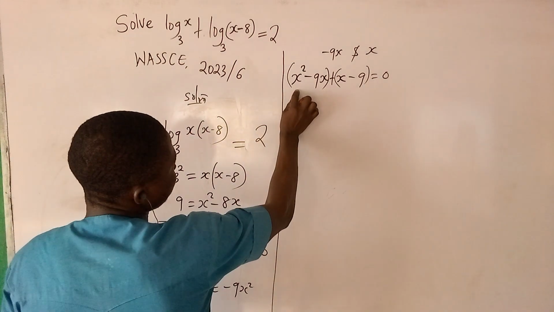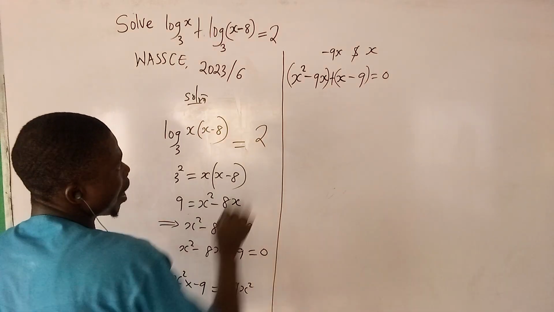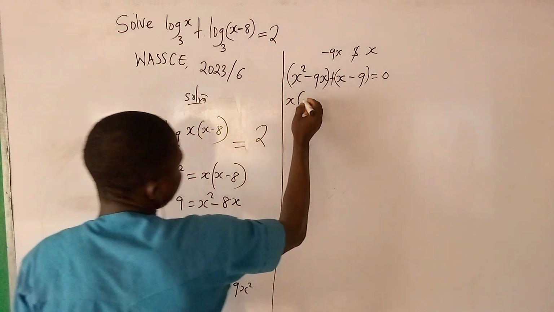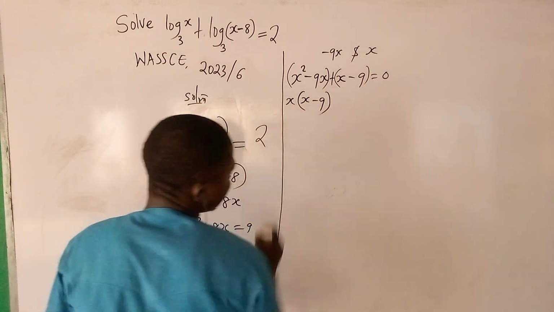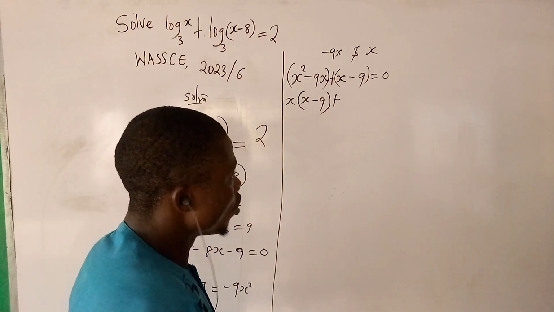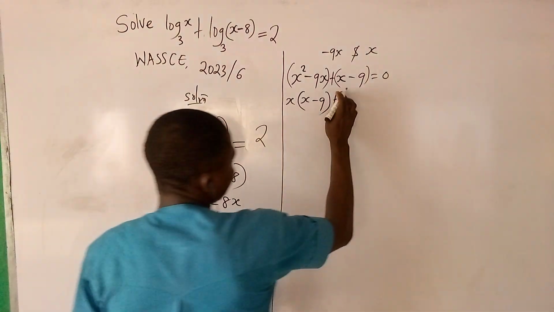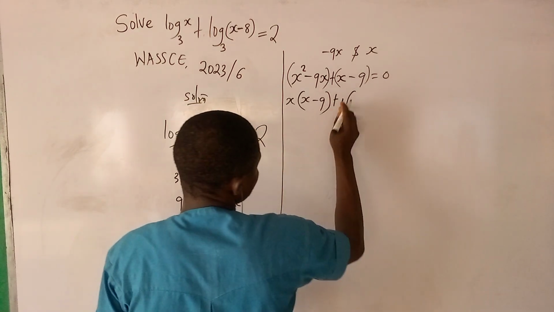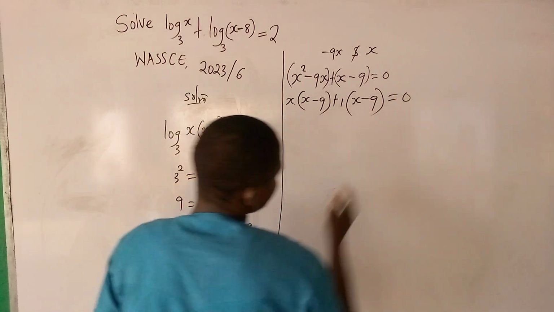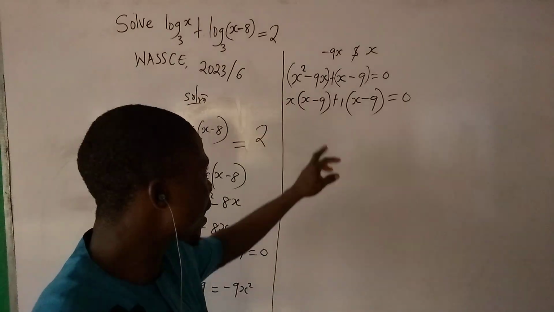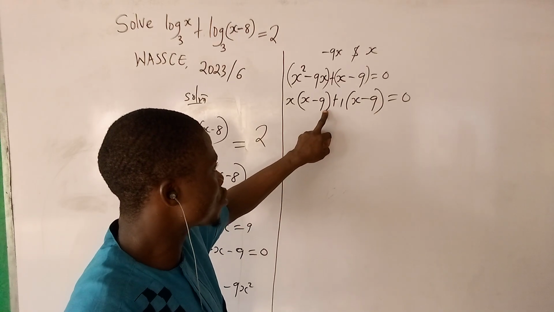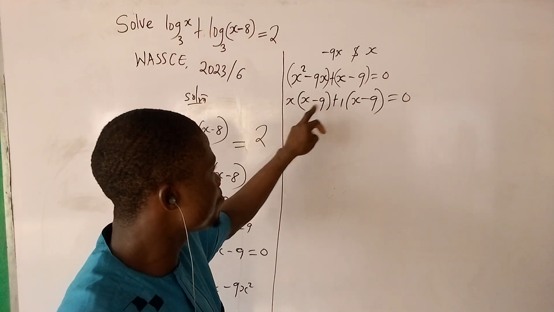At this point, what will I do? Let me factor out the common factor. x is common here: x into (x minus 9), with x and 9 remaining. And plus, what is common here? The common factor there is 1, so that should be (x minus 9) again. Equal to 0. Look at these two brackets, they are the same, so we are correct, because when solving a quadratic equation, they must be the same.